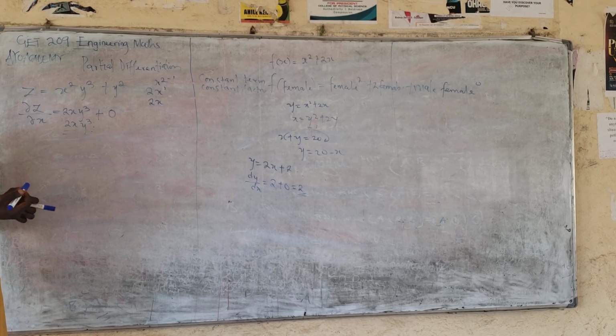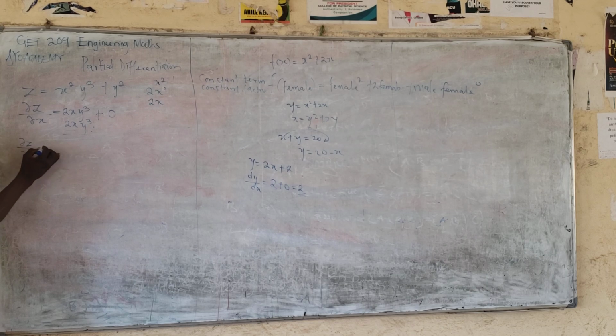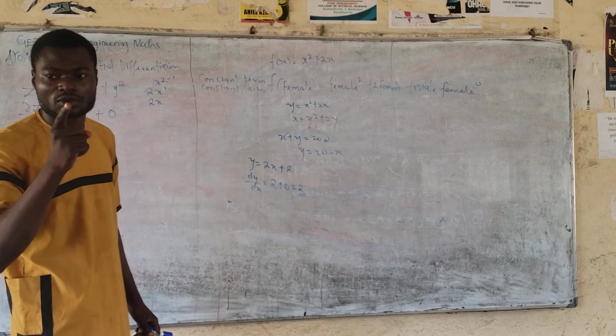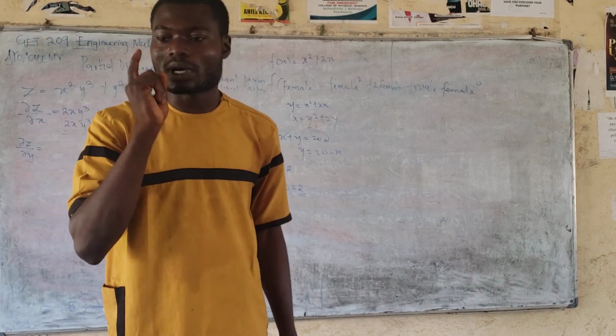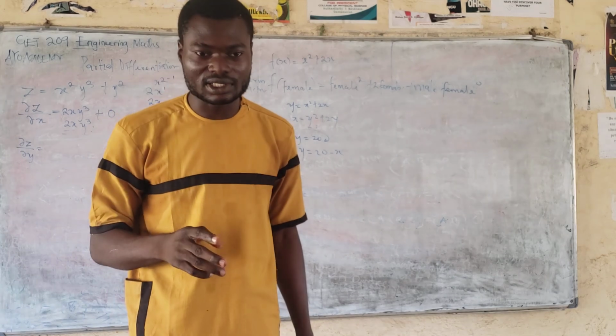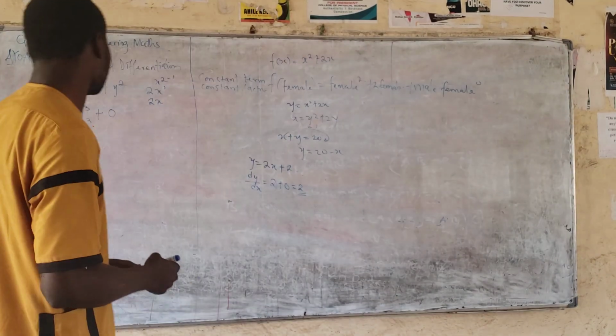Any question from that one? Okay. Now, if you are working on the z over the y, it means that at this point, we are working on y. Is that it now? We are working on y. So what does that mean?